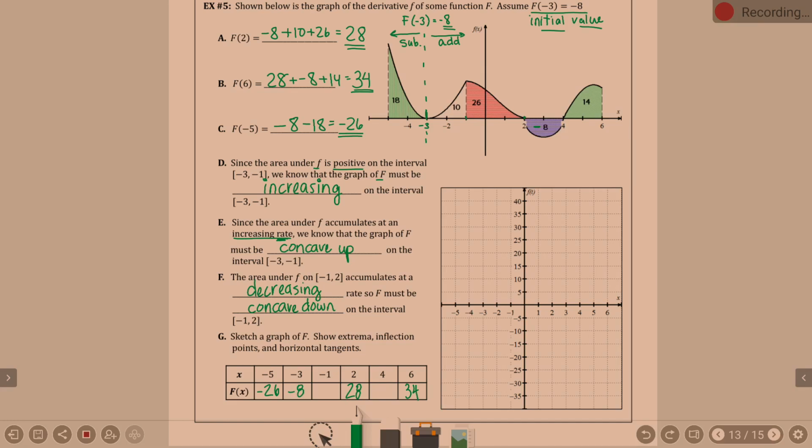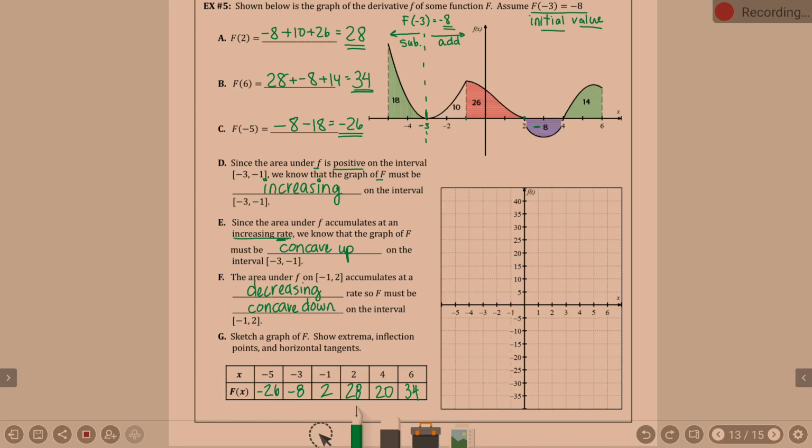Sorry. F of -1. We didn't have to find that one up here, but where are we going to be at? -8 plus 10 is going to be 2. F of 4. What's the closest thing we knew? We knew F of 2 to be 28, right? So if F of 2 is 28, F of 4 is 20 when you subtract that 8.